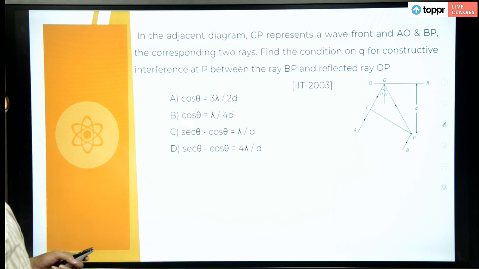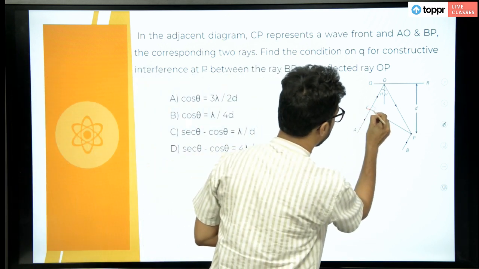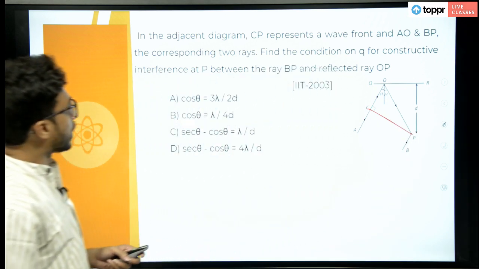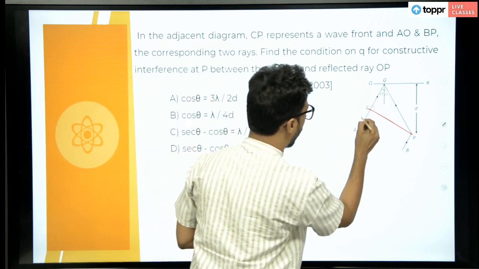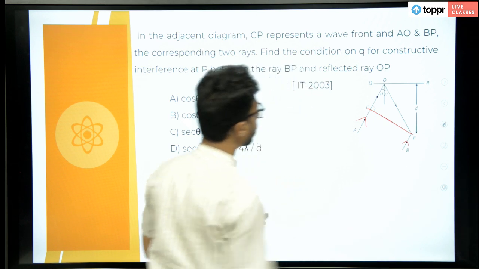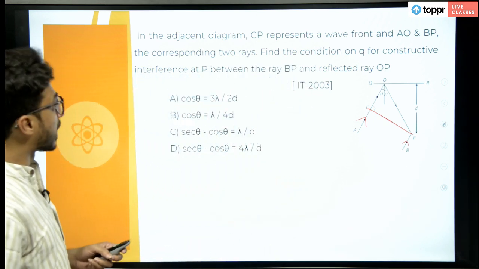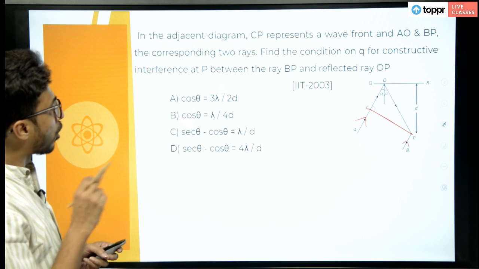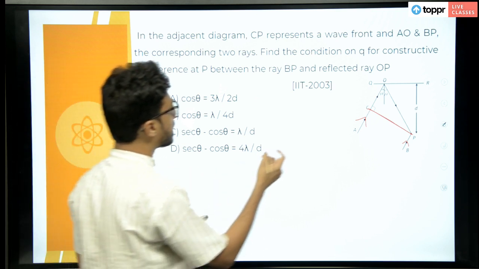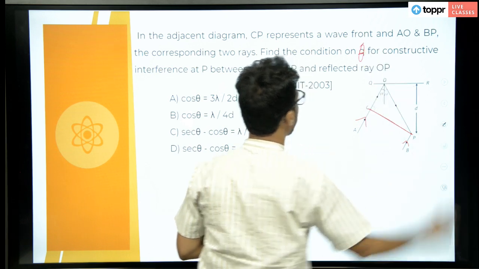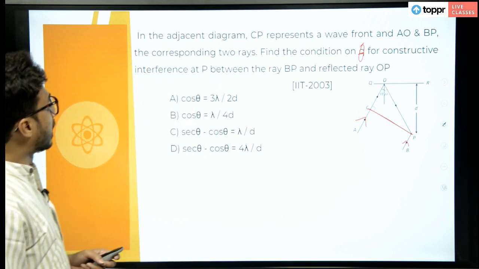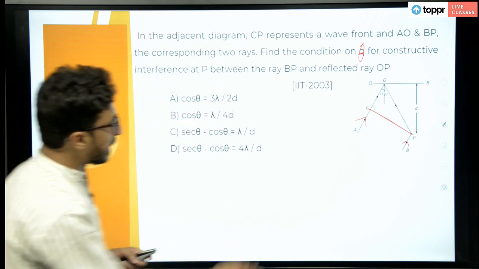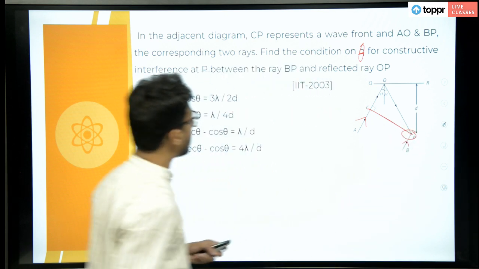In the adjacent diagram, CP represents a wavefront, and AO and BP the corresponding two rays. Find the condition on theta, that is the angle theta, the incident angle for constructive interference at P. Constructive interference is happening at point P.